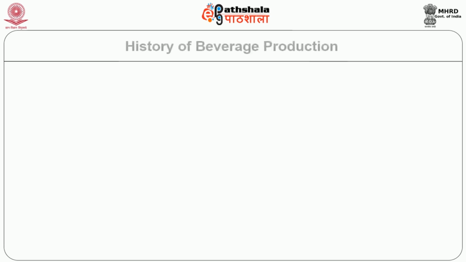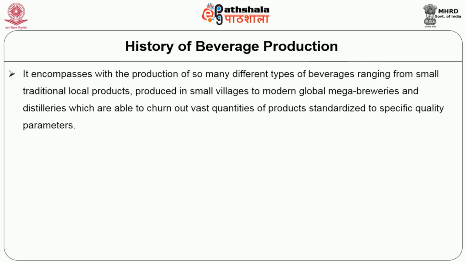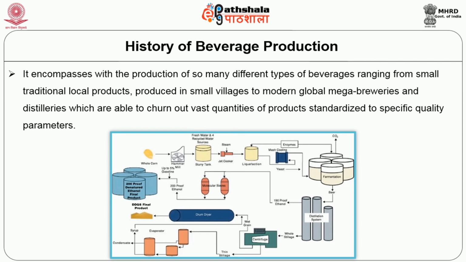Let us have a look at the history of beverage production. It encompasses the production of many different types of beverages, ranging from small traditional local products produced in small villages to modern global mega breweries and distilleries, which are able to churn out vast quantities of products standardized to specific quality parameters. Ethanol has been made since ancient times by the fermentation of sugars by yeast. This is being made on a large scale today by implementing it in industry. All beverage ethanol and more than half of the industrial ethanol is still made by this process.